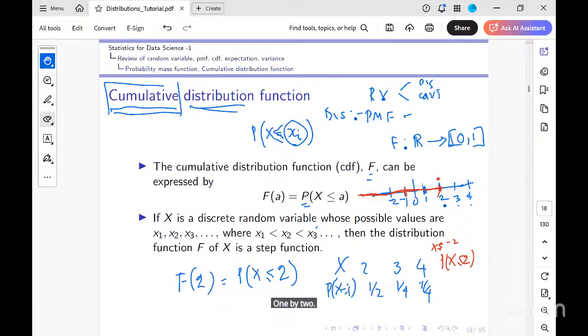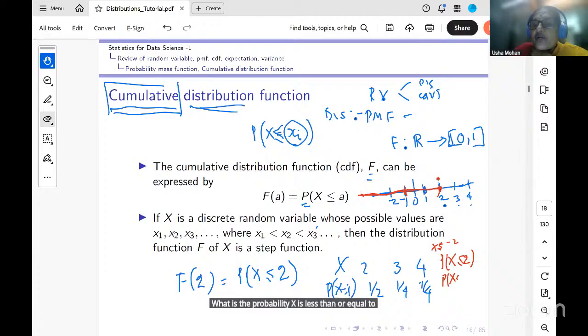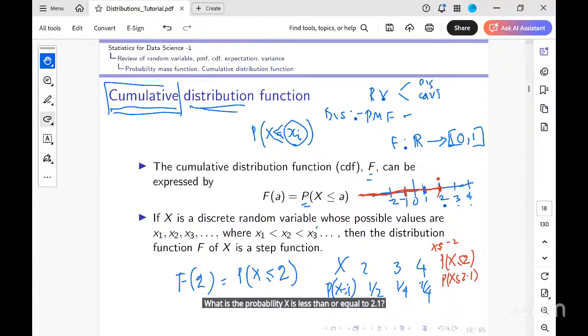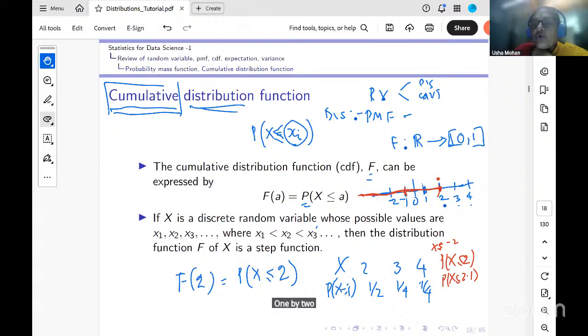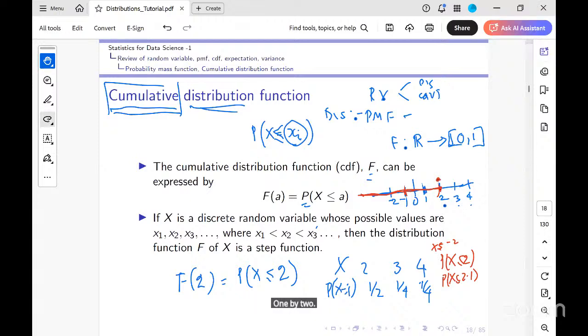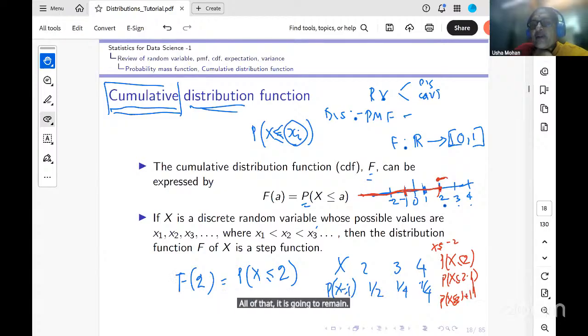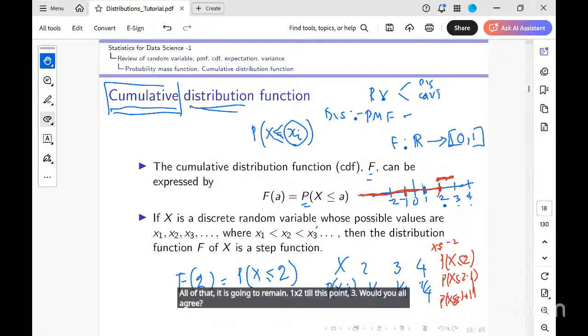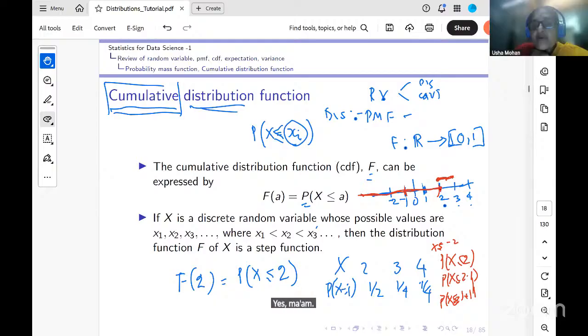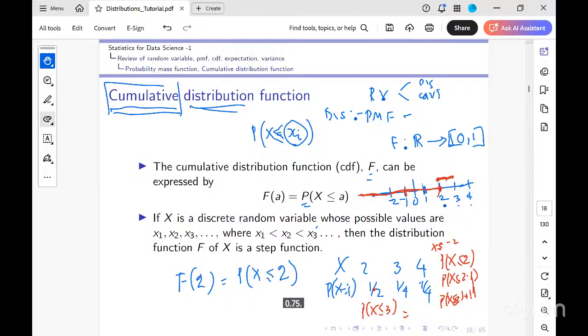What is the probability X is less than or equal to 2.1? 1 by 2. What about 2.2? It is again 1 by 2, because it is probability X is less than or equal to 2 plus probability of all of that, so it is going to remain 1 by 2 till this point 3. Would you all agree? Yes, ma'am. At 3, what is the probability X is less than or equal to 3? That would include probability X is equal to 2, 0.75 plus this, so it is going to be 3 by 4.